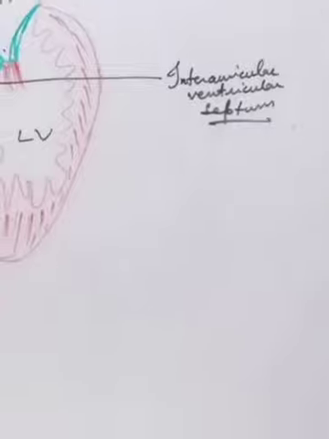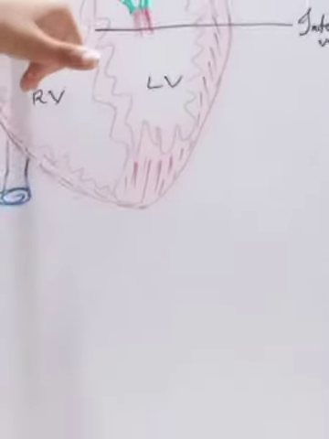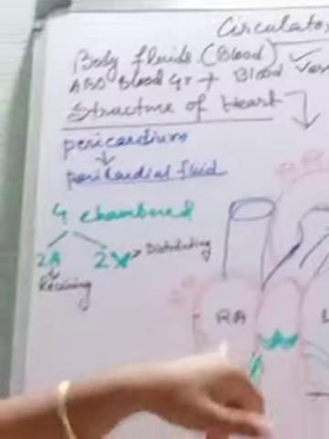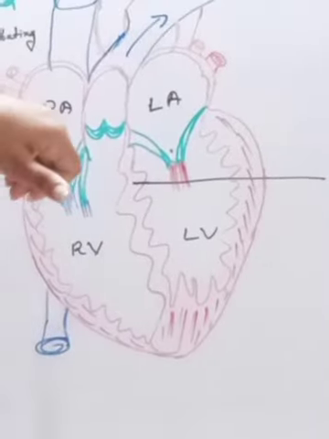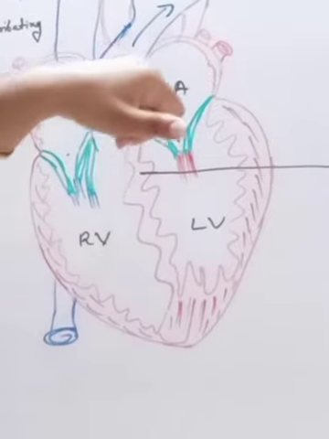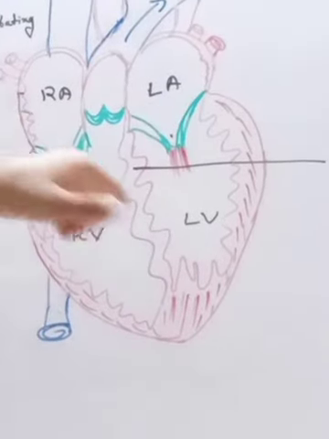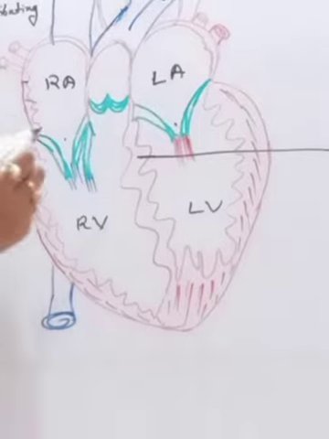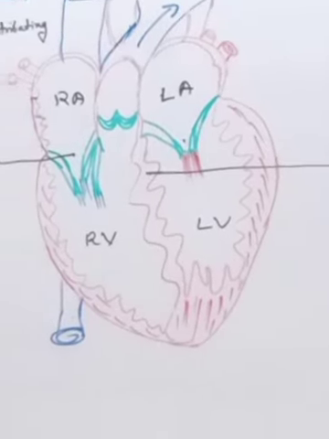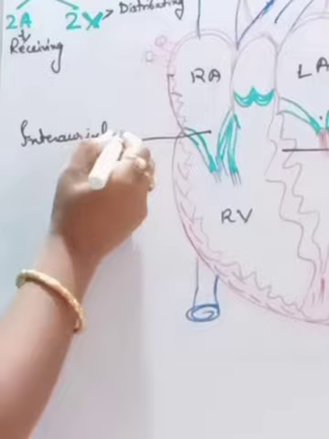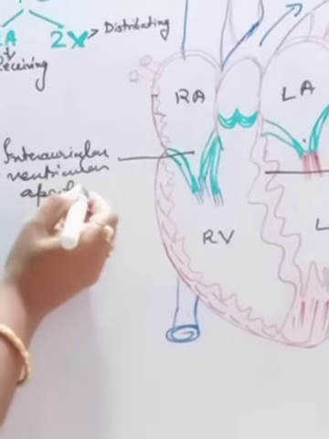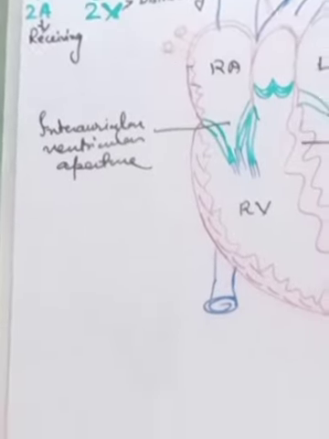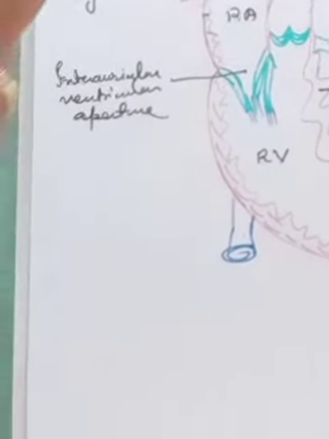Okay, dear students. Now, after that, they are having an aperture called the auriculoventricular aperture. There are 2 apertures. One is between the right auricle and the right ventricle, and one is between the left auricle and the left ventricle. That is called the auriculoventricular aperture.